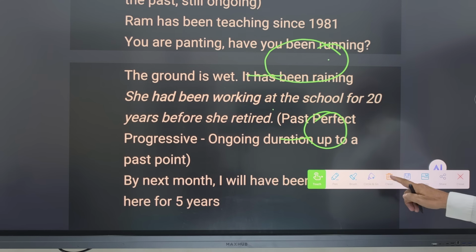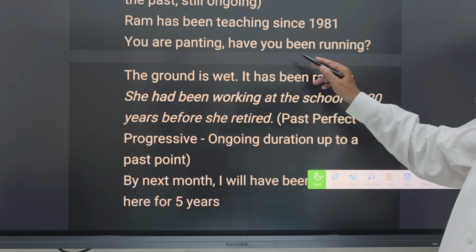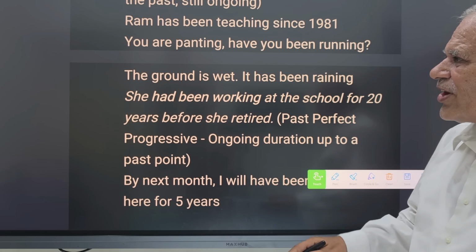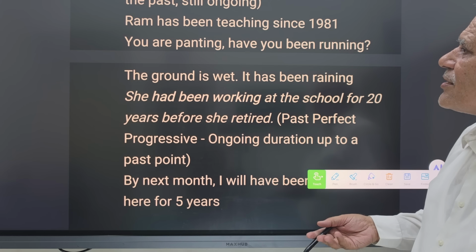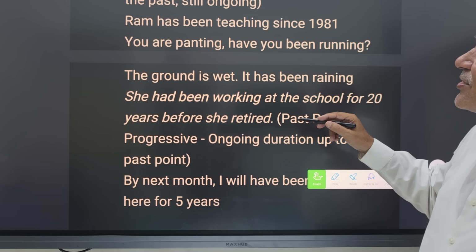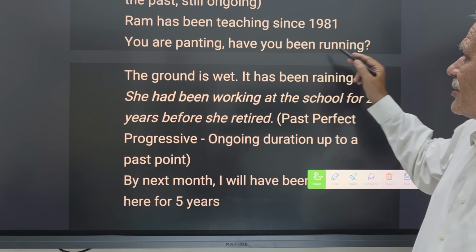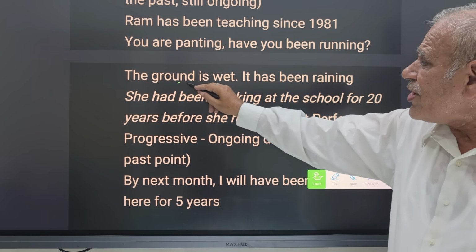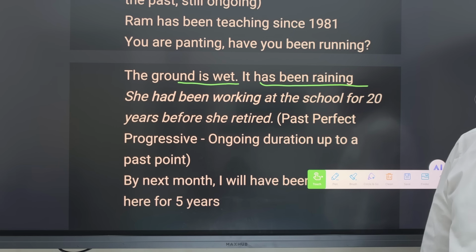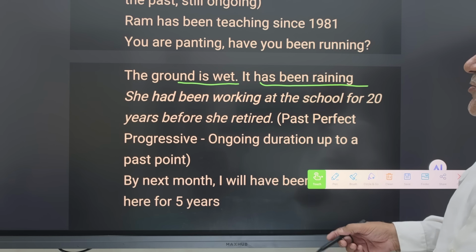You are panting. Panting means out of breath. You are panting. Have you been running? The effect of running is that you are out of breath. So emphasis is on panting. That's why, what could have been the reason? You have been running. The ground is wet. It has been raining. So continuity of the event is what we are talking about in this aspect.